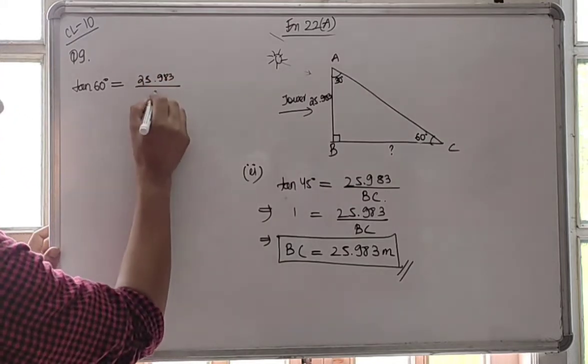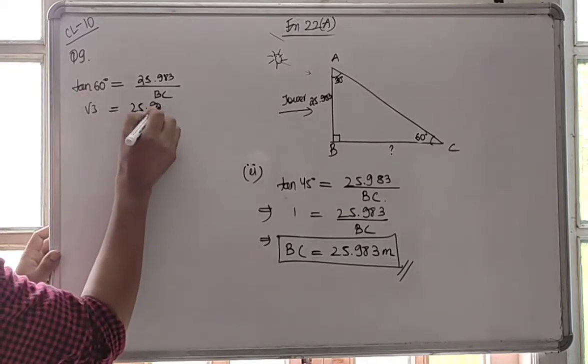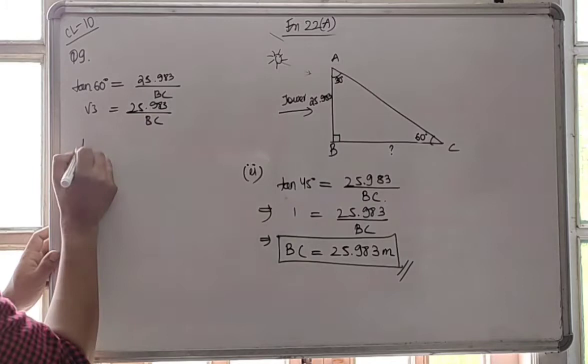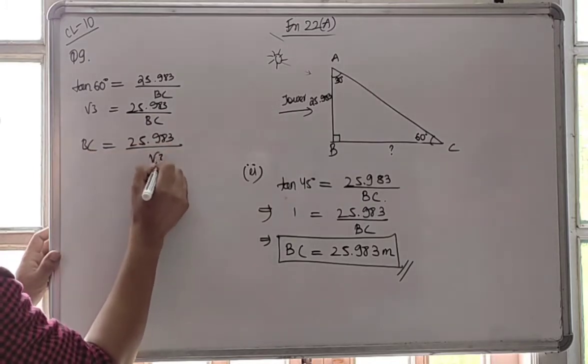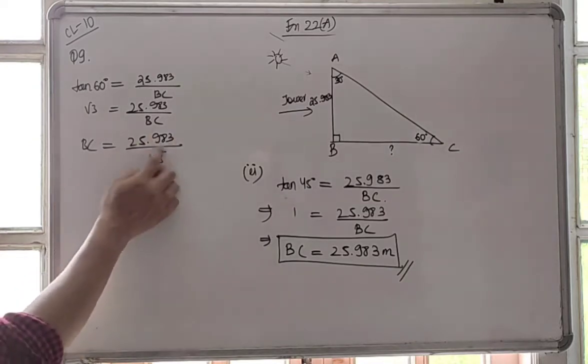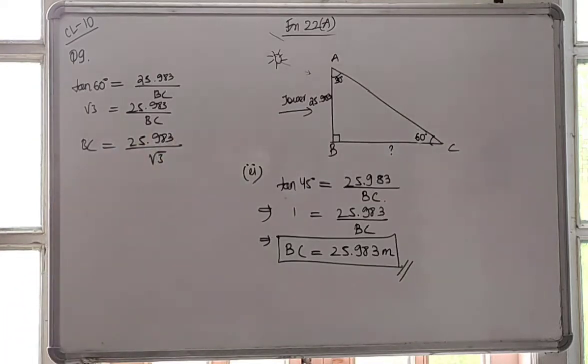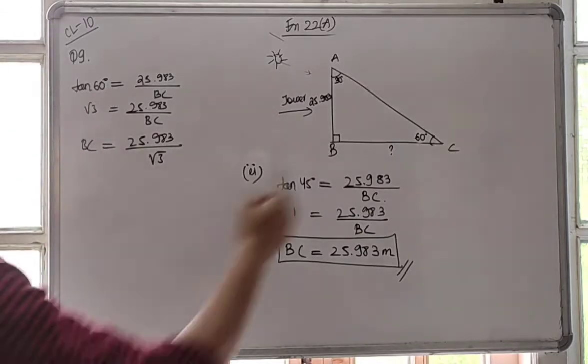25.983 divided by BC, and tan 60 degrees is root 3, so 25.983 by BC. Therefore BC is 25.983 divided by root 3. So root 3 means I'm getting an irrational number in the denominator, which means it is a decimal number. Root 3 means 1.732.